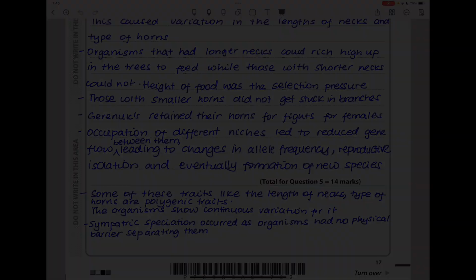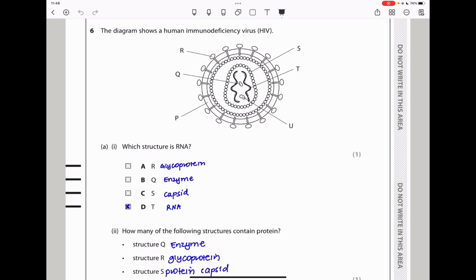Let's continue to question 6. Question 6, the diagram shows a human immunodeficiency virus, HIV. They ask which structure is RNA.